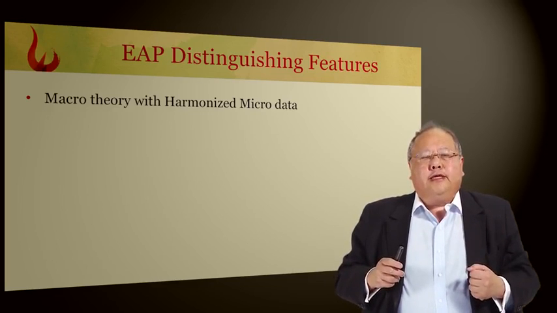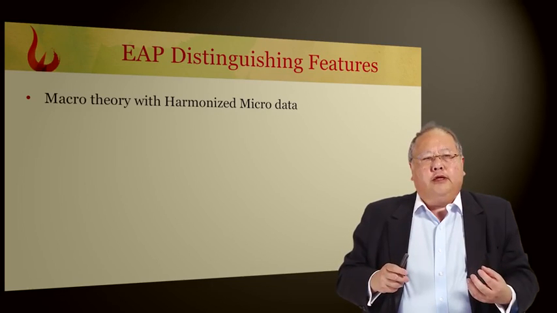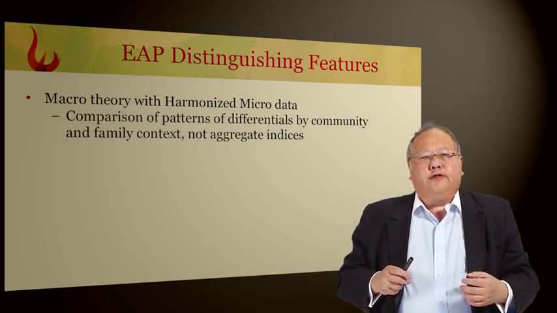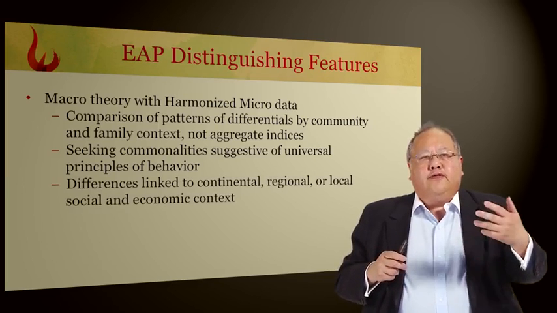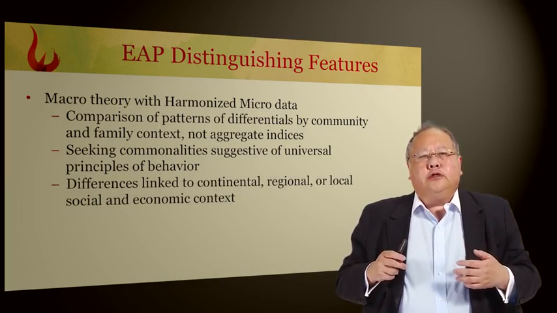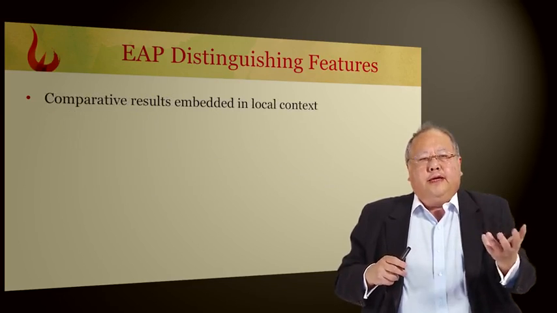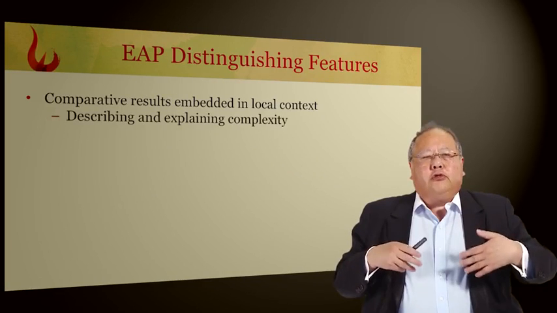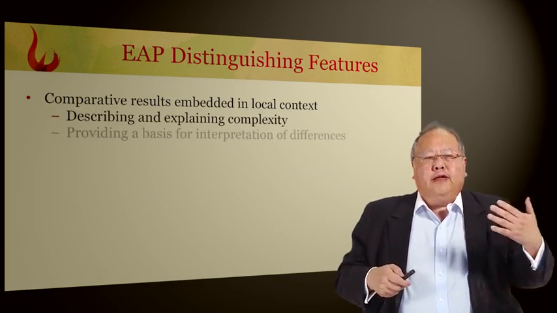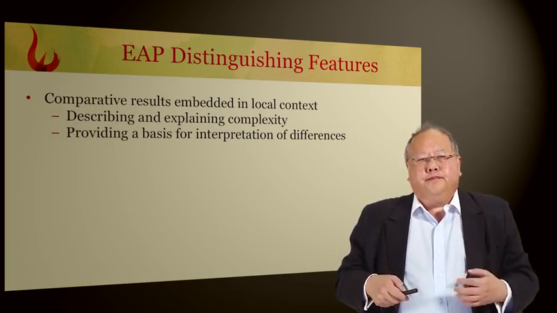This harmonized microdata is then analyzed within the framework of macro theory to compare patterns of differentials by community and family context, to seek commonalities suggestive of universal principles of behavior, and to identify differences linked to continental, regional, or local social and economic context. And to embed, in other words, these comparative results in the local differences, and thus to describe and explain complexity and to provide a basis for the interpretation of differences in our understanding of who we are.